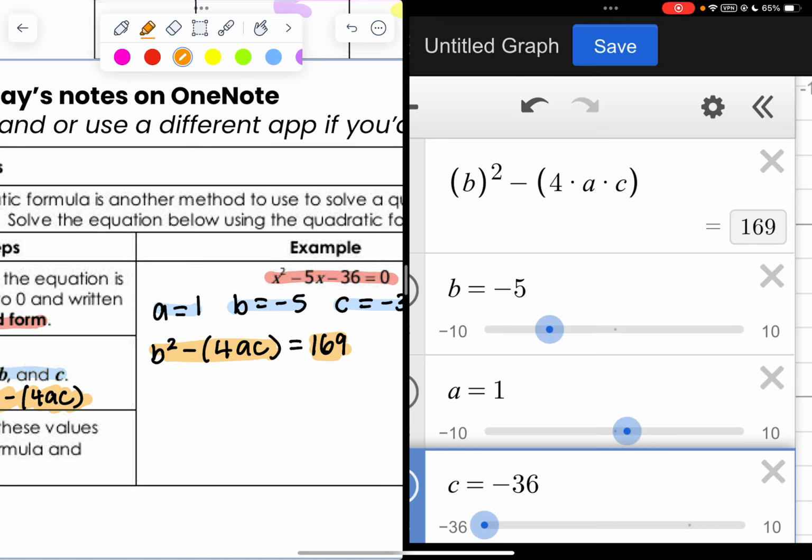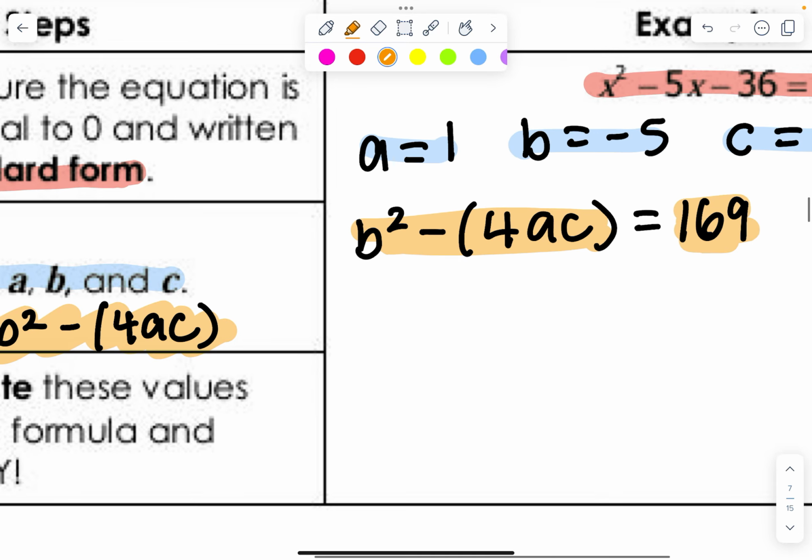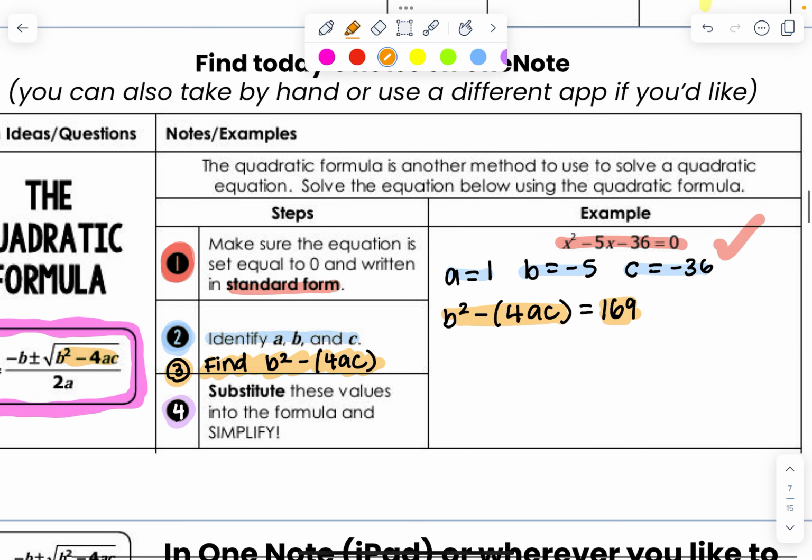Okay. I want to slide this over for a sec. So recap, make sure it's in standard form and set equal to 0. Yes. Step 2, find ABC. Yes. Step 3, find your discriminant, b squared minus 4ac. Yes. Now step 4, we're ready to substitute and figure out what our 2 answers are going to be.